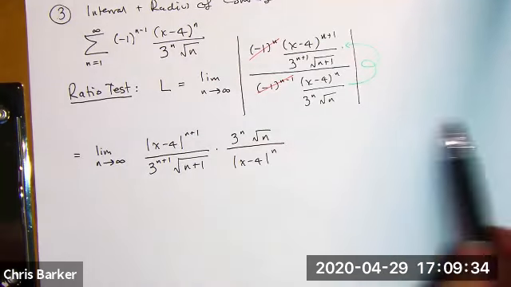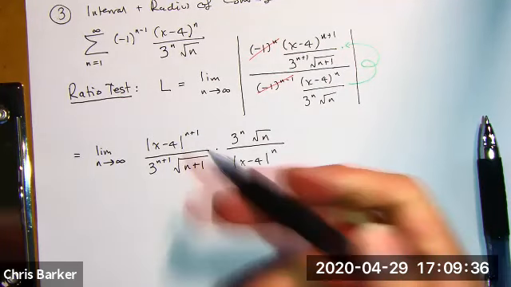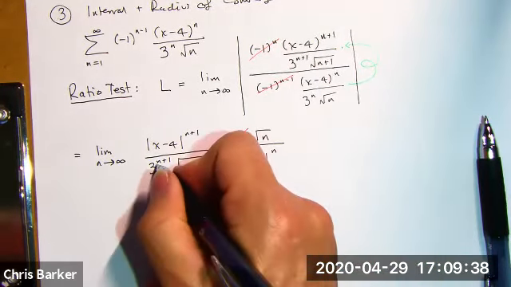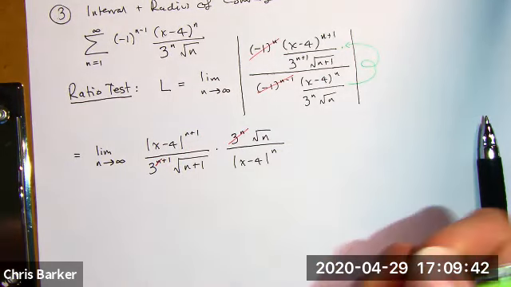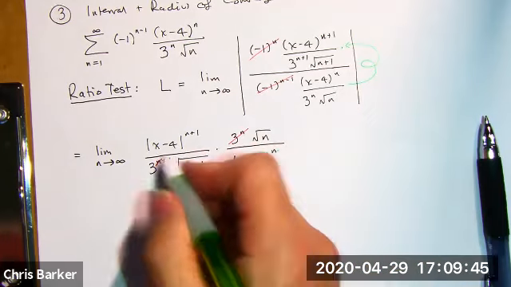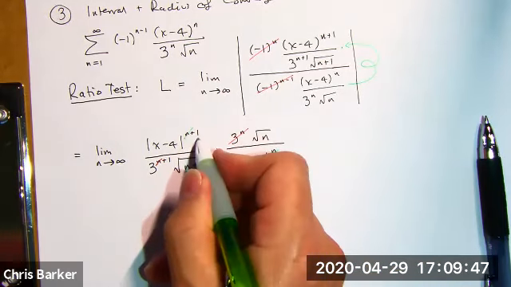Now before we take the limit, we cancel as much as we can. 3 to the n cancels 3 to the n. There'd be a solitary 3 left here. x minus 4 to the n cancels x minus 4 to the n, but there'd be one of these left. x minus 4 to the 1 would be left behind.